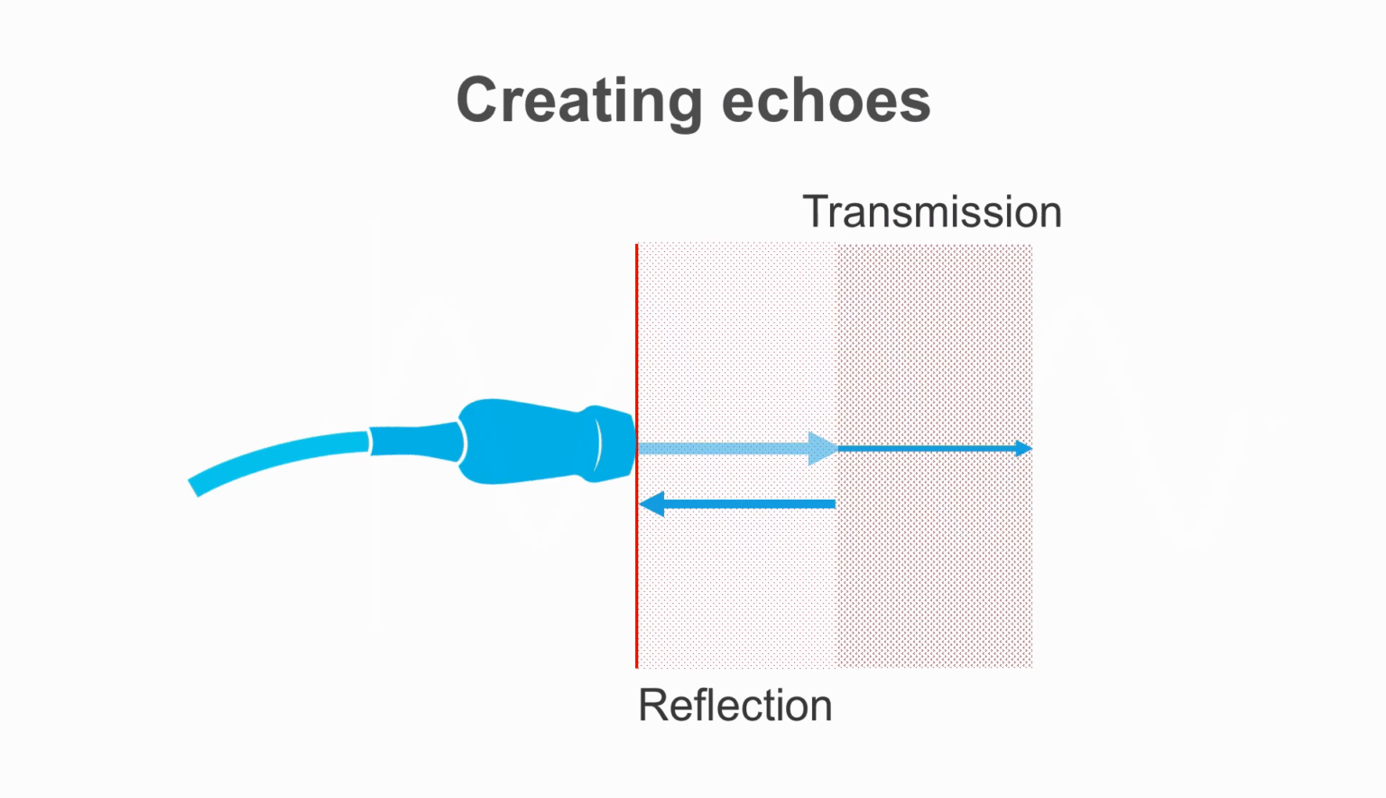So it's quite fortunate that muscle and blood have very different acoustic impedances. And bone, for example, has a very high acoustic impedance. So these reflected beams here, these echoes, are what we're interested in.